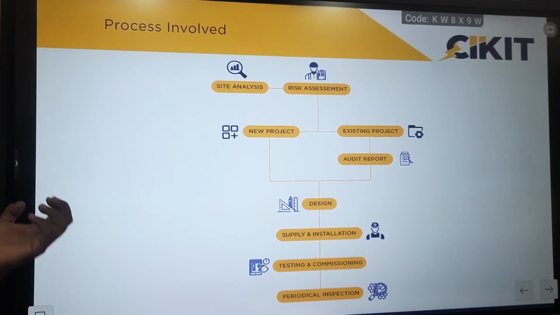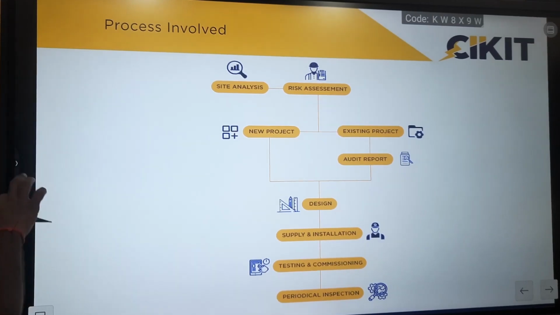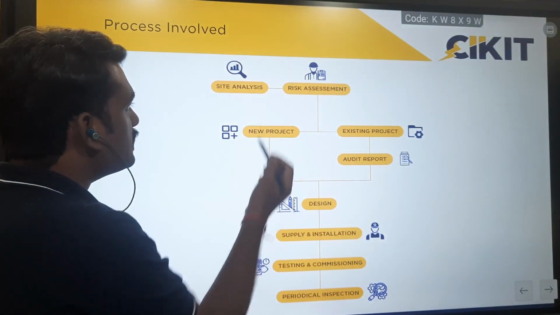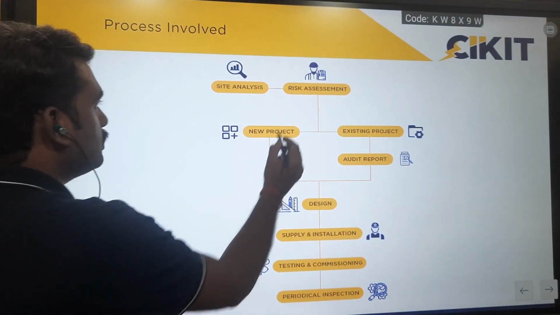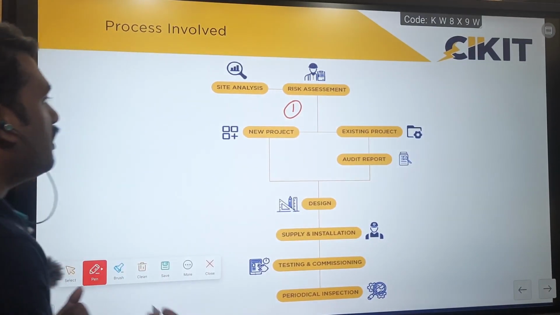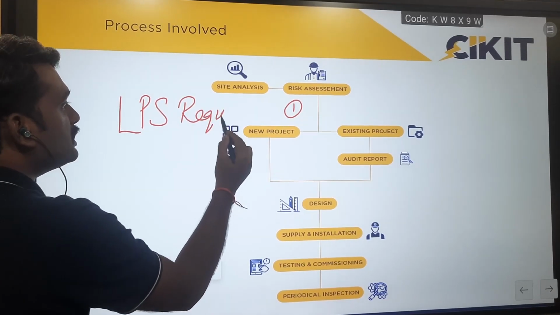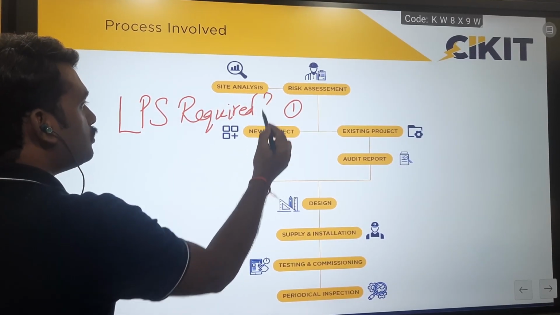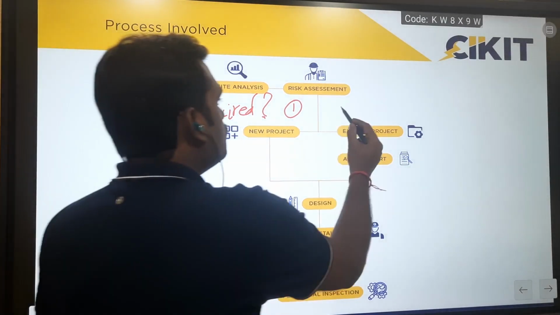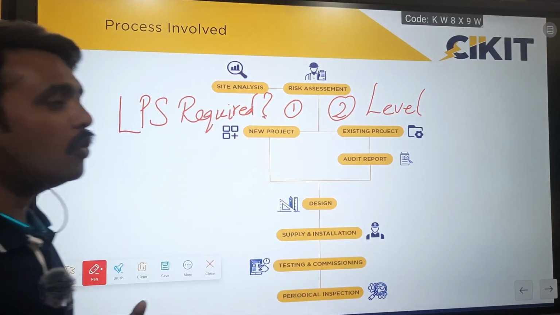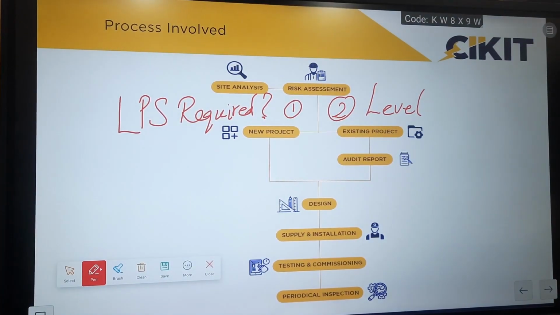So we have to analyze the site properly, and based on the site analysis, we have to perform the risk assessment calculations. The risk assessment calculation provides 2 outputs. The first output is whether LPS is required or not. The second output is what is the suitable level of protection. For one site, whether I have to go for level 1 protection or level 2 protection, that is, what is the suitable level of protection for that particular site. That will be the output of the risk assessment calculations.